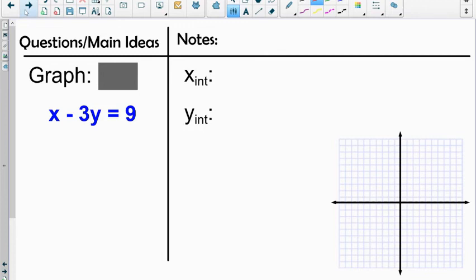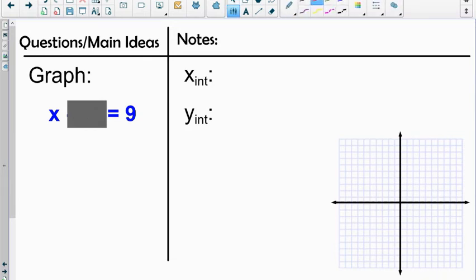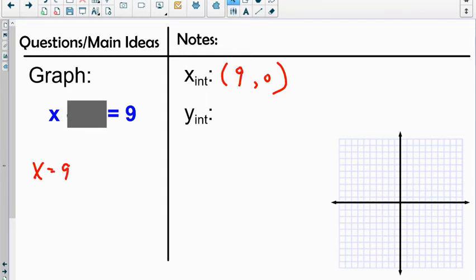All right, our third example. This time we're going to find the intercepts and graph. So we have x minus 3y equals 9. Let's start with the x-intercept. If I want to find the x-intercept, I cover up the y. In other words, I make it 0. Y is 0, and I want to figure out what the x value would be. Well, it looks like x is already by itself when I do that. It's just 9.